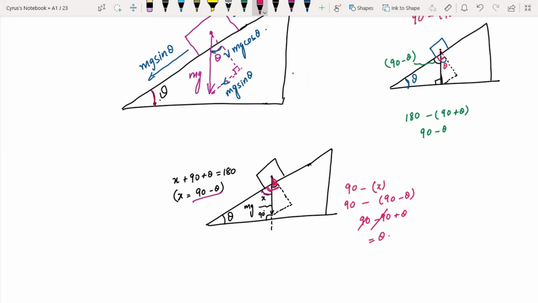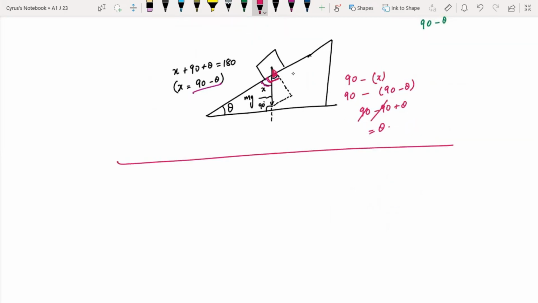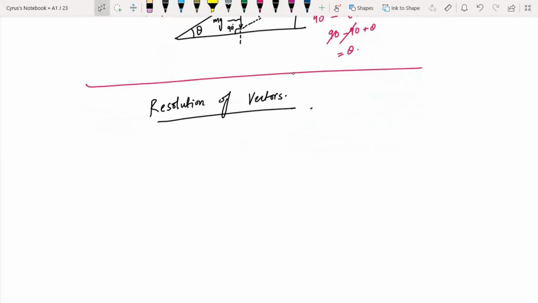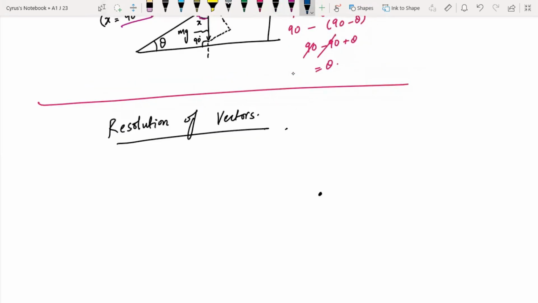Okay, after that, what happens if you want to resolve the vectors and you have to find the resultant? In fact, you have different forces acting and you have to calculate the resultant. Let's do that. Resolution of vectors. I have here a point like this, and a force F is acting here, okay. Its angle is theta. Another force T is acting here, its angle is alpha.